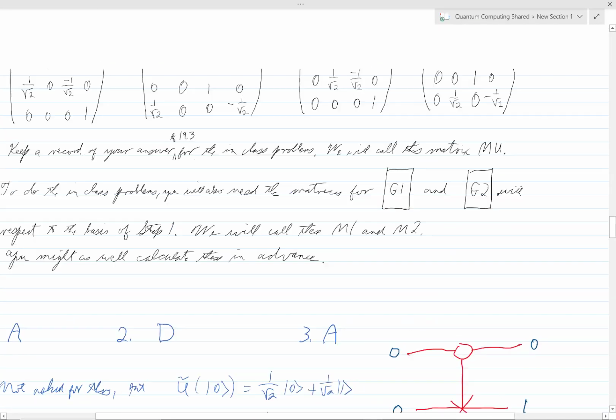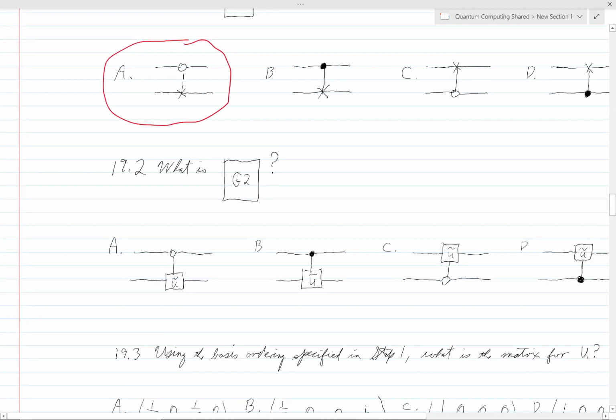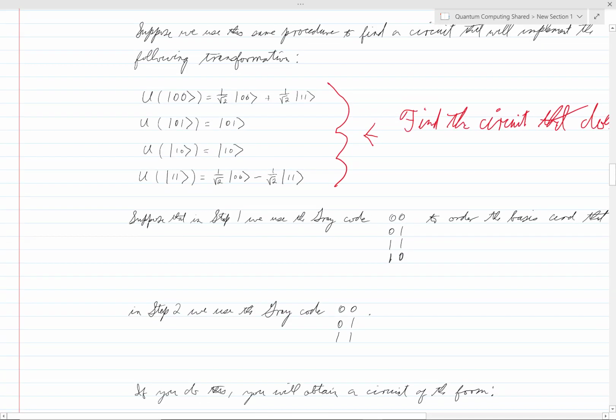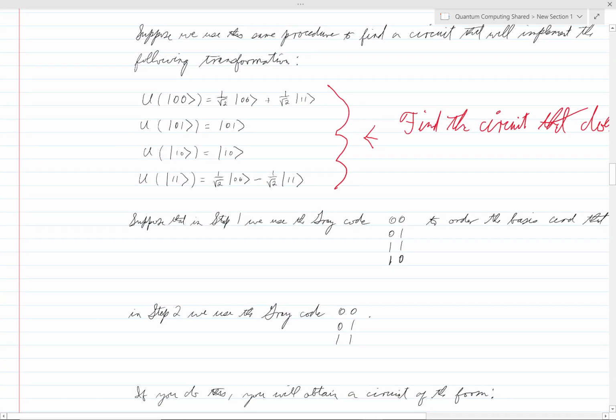What we want to do now is to verify that this circuit will give this behavior right here. When we put in 0, 0, we will obtain 1 over square root of 2, 0, 0 plus 1 over square root of 2, 1, 1. When we put in 0, 1, we will get 0, 1. When we put in 1, 0, we will get 1, 0. And when we put in 1, 1, we will get 1 over square root of 2, 0, 0 minus 1 over square root of 2, 1, 1. So let's check and see.